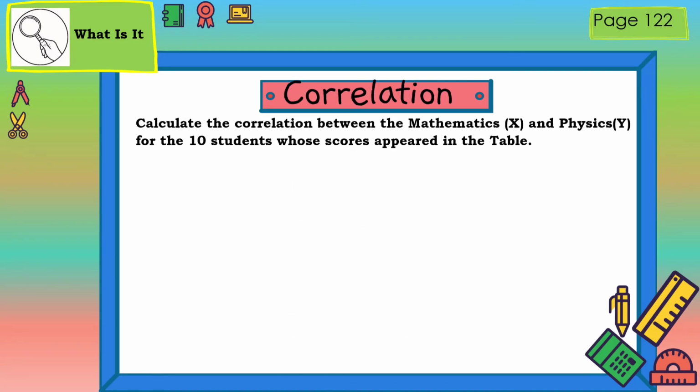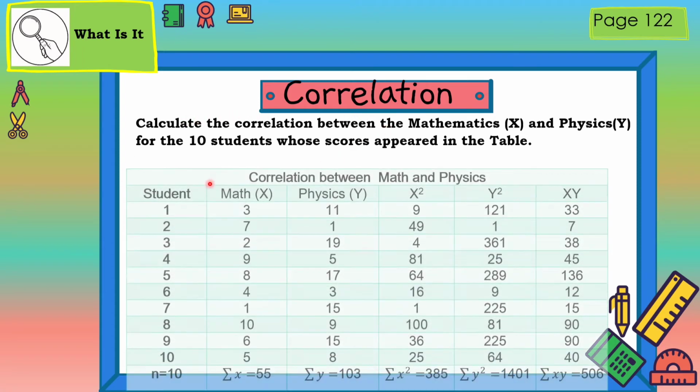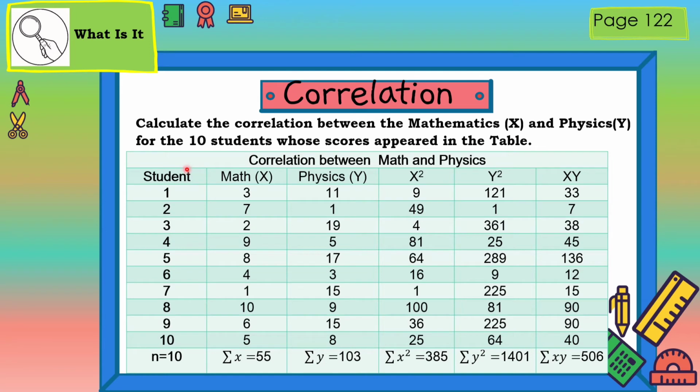Using the same example, calculate the correlation between the mathematics and physics for 10 students whose scores appeared in the table. So we have the complete table.